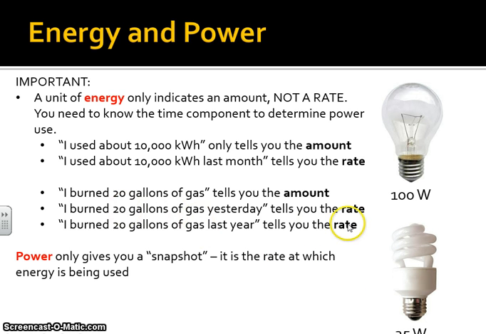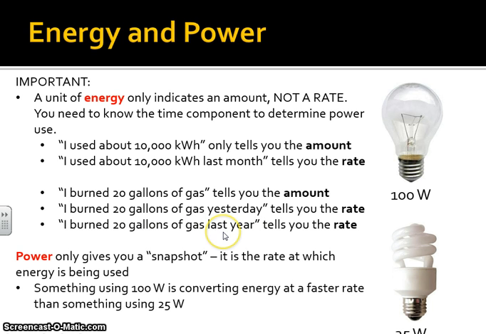So we could actually calculate the power use based on this and the power use based on this. Really all it means is just this snapshot. Just think of a power rating as how quickly it is going through energy. Something that's using 100 watts is converting energy at a lot faster rate than something that's using 25 watts. So that's the basic relationship between energy and power, and in the next lesson we'll learn how to do some calculations with this.